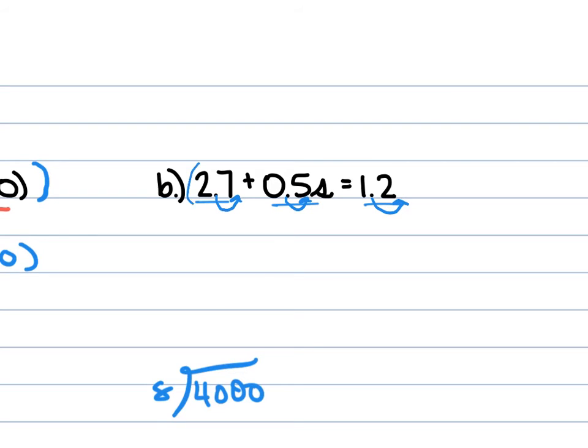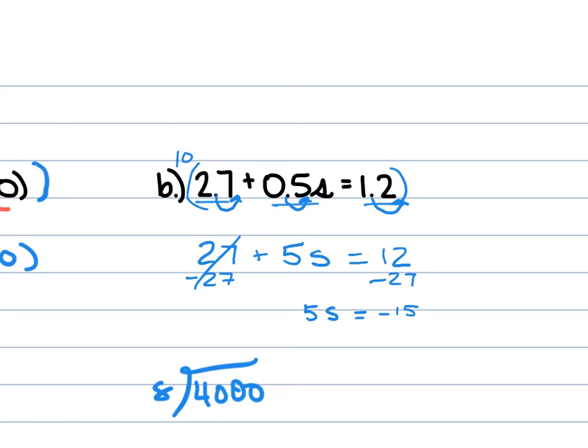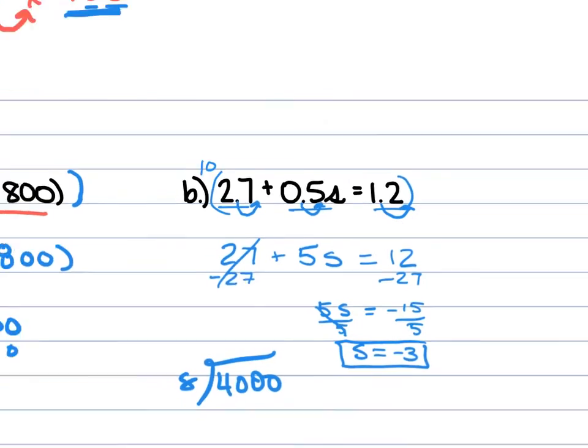So if I were to multiply everything by 10, it would turn this into a 27. It would turn this into a 5, since it's just moving 1 to the right. That's 5s is equal to 12. So I'm going to go ahead and subtract 27 from both sides. And I get 5s is equal to negative 15. Divide by 5, divide by 5, and we get s is equal to negative 3. That one wasn't so bad. 2 more.